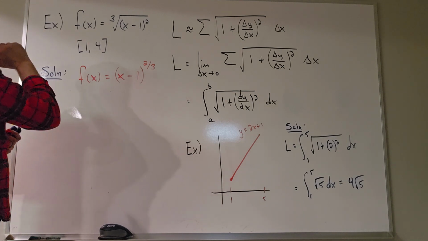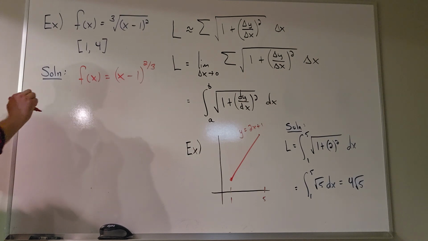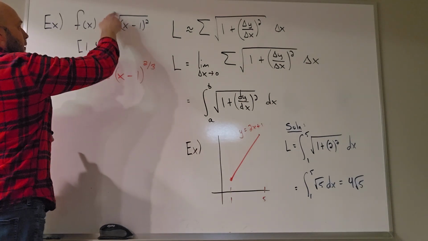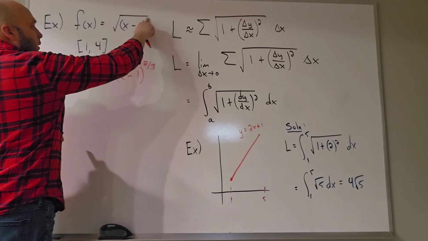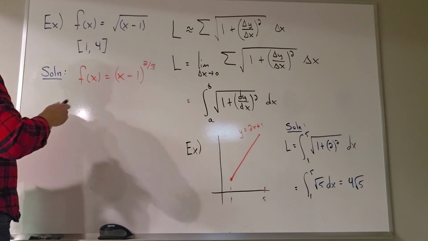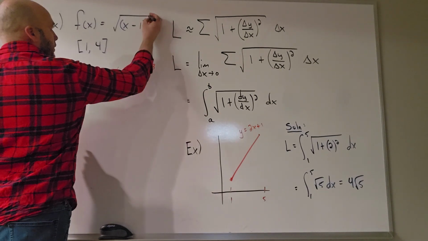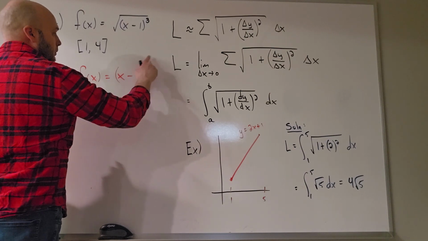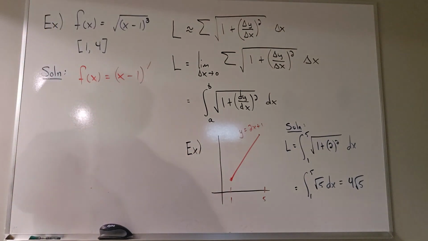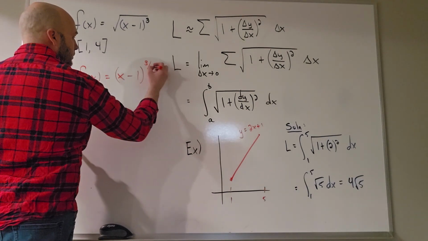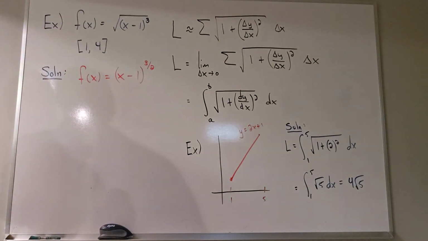actually, you know what? Let me make one adjustment. Let's switch this, not the cube root of a square. Let's make it the square root of a cube. So therefore, this exponent then would be 3 over 2. Okay. That will work out much nicer.